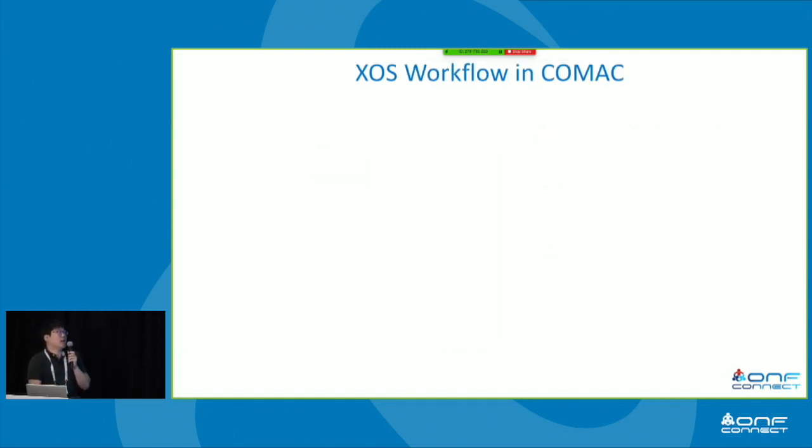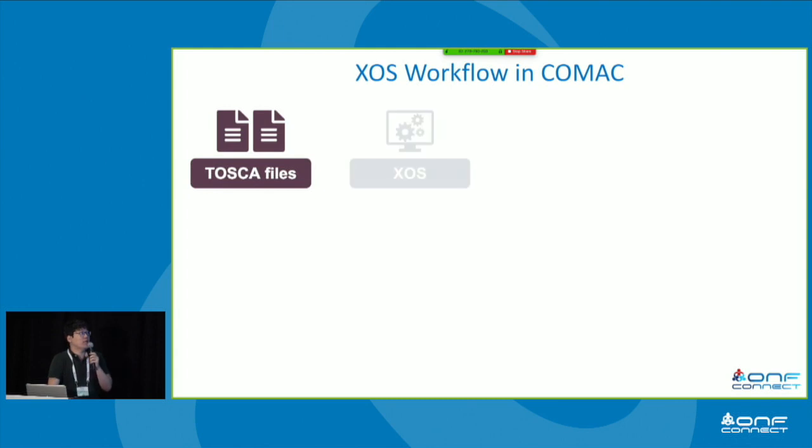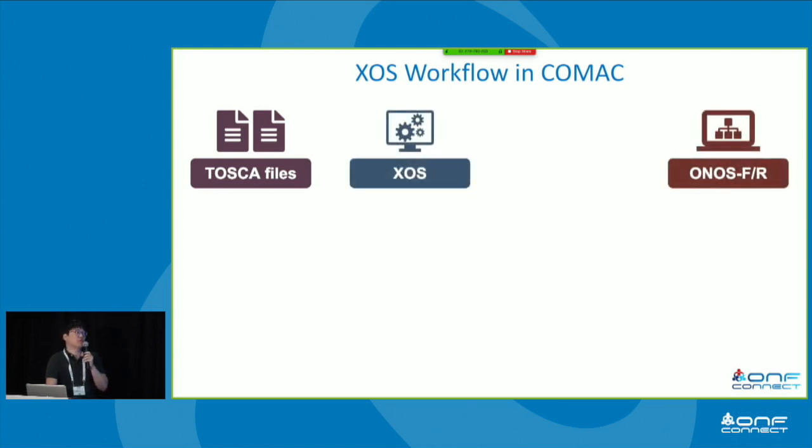So here is the XOS workflow. For the XOS workflow, we need four elements. First one is the Tosca files. Second one is the XOS core, and we need two ONOS controllers. First one is ONOS fabric to configure the fabric network, and the last one is ONOS RAN to configure radio RAN slicing. To communicate between XOS and the ONOS controllers, we need a synchronizer.